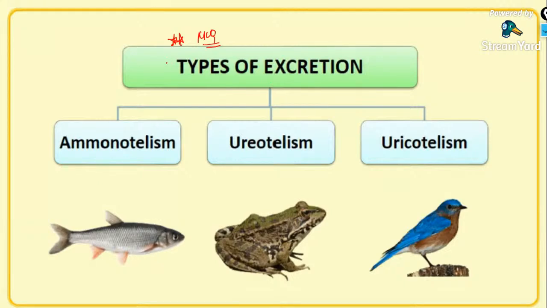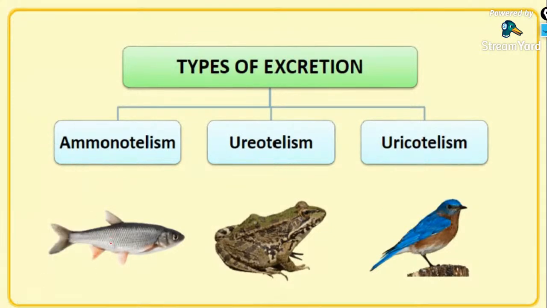There are mainly 3 types of excretion. First one is ammonotelism, second one is ureotelism, and third one is uricotelism. In ammonotelism, the organisms excrete their nitrogenous waste in the form of ammonia. What are the different properties of ammonia? We will discuss each in separate slides. Ureotelism means those organisms which excrete the nitrogenous waste in the form of urea. Uricotelism means those organisms which excrete the nitrogenous waste in the form of uric acid. So ammonotelism, ammonia; ureotelism, urea; uricotelism, uric acid.